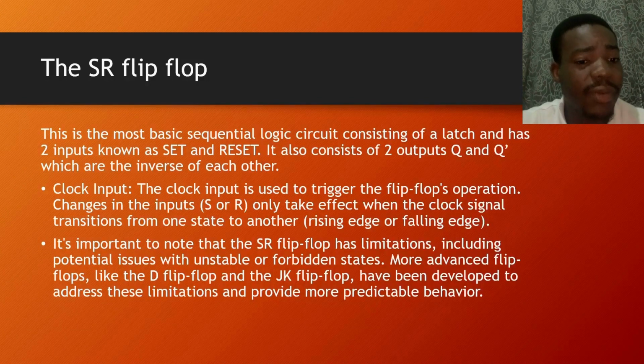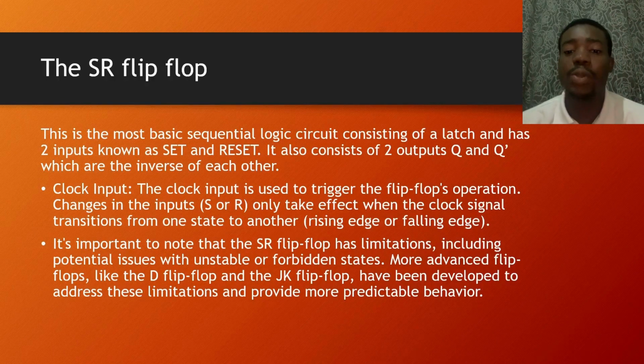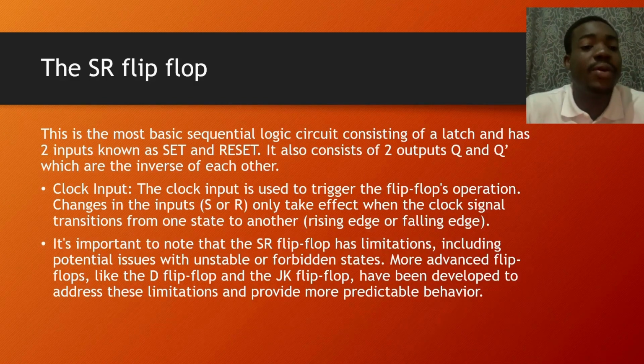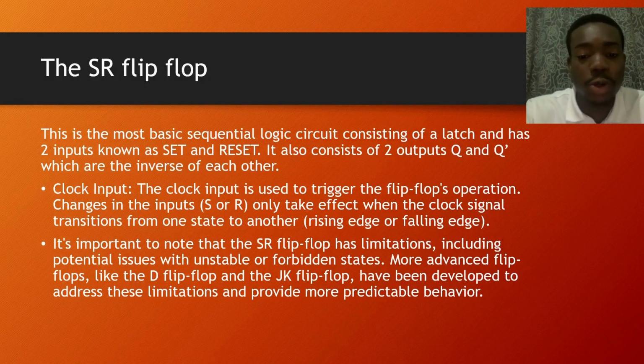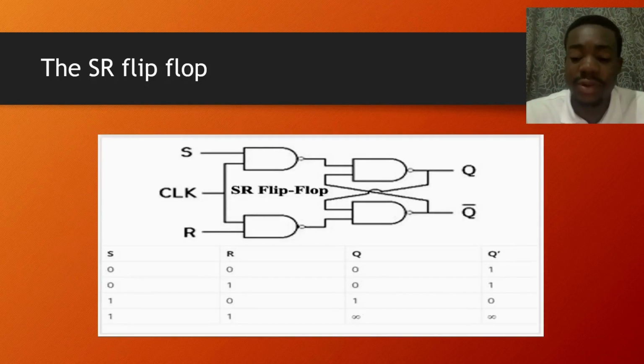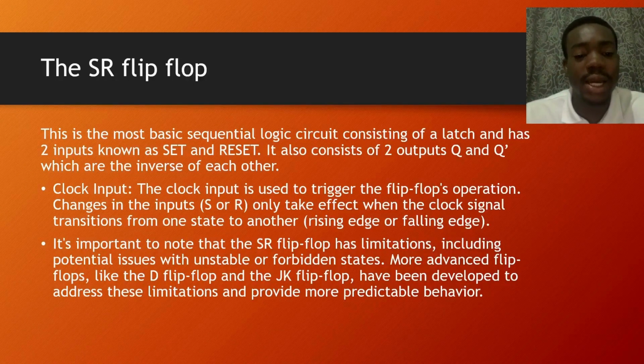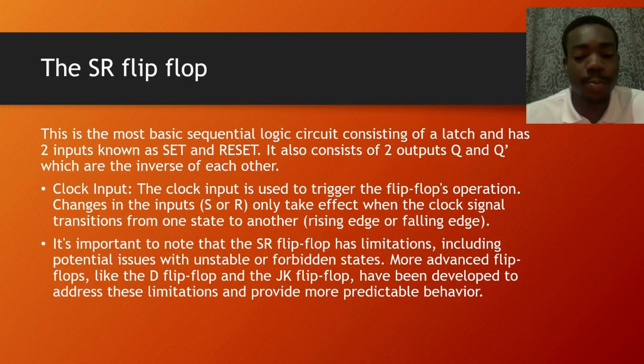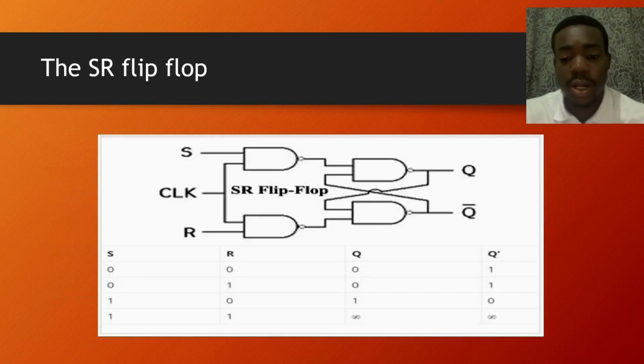So let's describe the SR flip-flop. This is the most basic sequential logic circuit consisting of a latch and has 2 inputs known as the set and the reset, the S and the R. The latch is the cross-coupled part of the flip-flop. It consists of two outputs, the Q and then the Q prime, which are the inverse of each other. When Q is 0, Q prime will be 1.